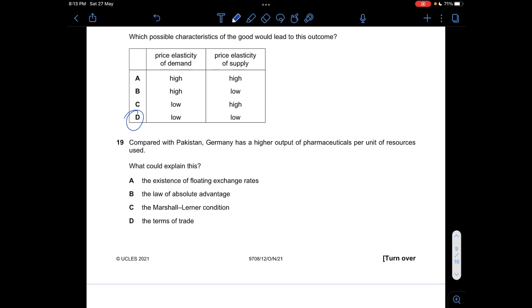And question 19, compared with Pakistan, Germany has a higher output of pharmaceuticals per unit of resources used. What could explain this? This has to do with absolute advantage, so the answer is B.